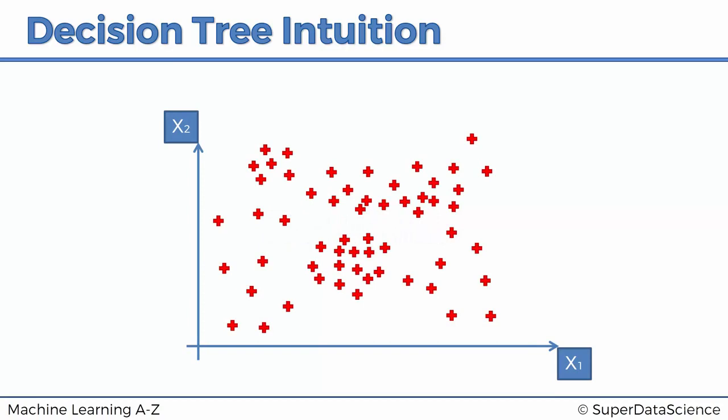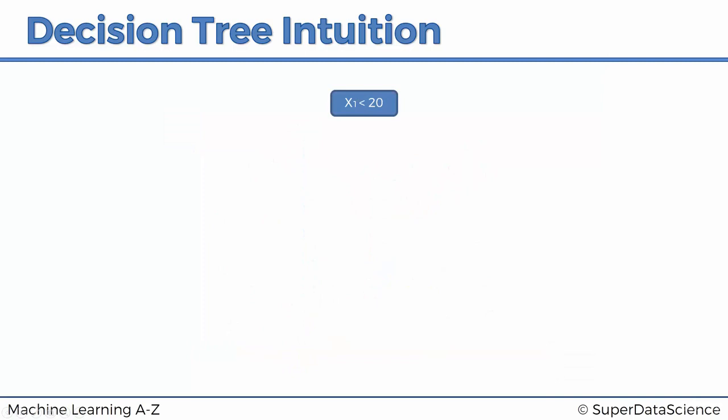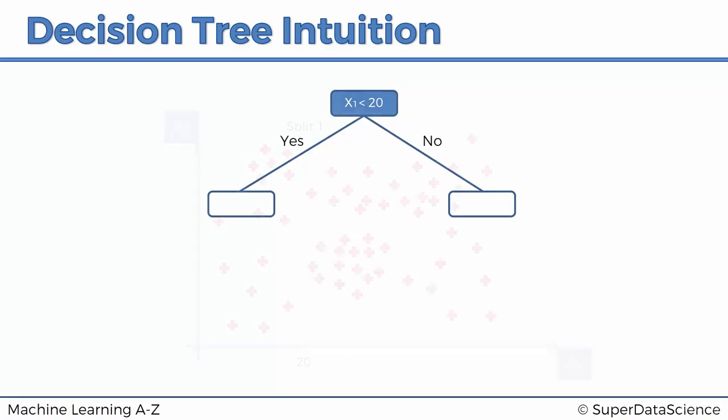So there's our diagram, brand new and fresh, and there goes our first split. So now we're going to start creating our decision tree. The split happened at 20, so let's start drawing. There is our first decision, and we have two options, yes and no. All right, so let's see what happens next.